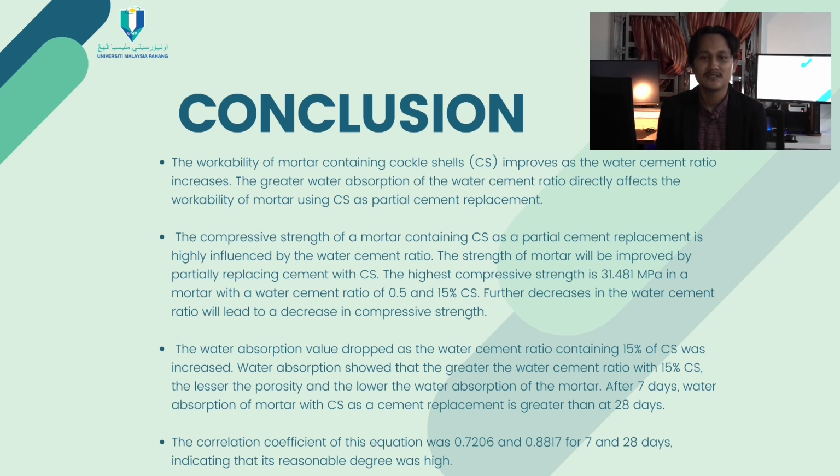The highest compressive strength is 31.481 megapascal in a mortar with a water cement ratio of 0.5 and 15% of cockle shell. Further decrease in the water cement ratio will lead to a decreasing compressive strength. The water absorption value drops as the water cement ratio containing 50% of cockle shell was increased. Water absorption shows that the greater the water cement ratio with 15% cockle shell, the lesser the porosity and the lower the water absorption of the mortar.